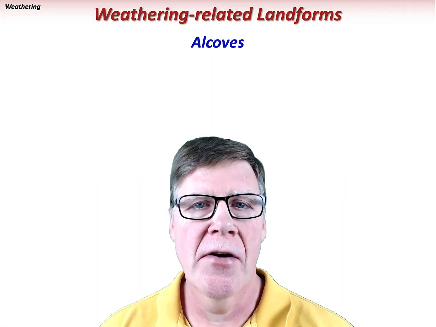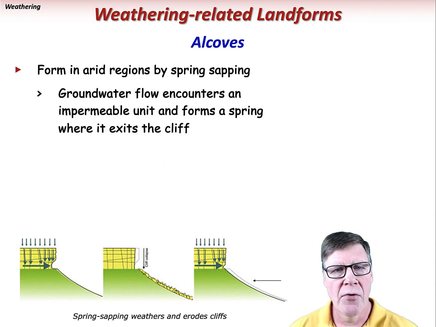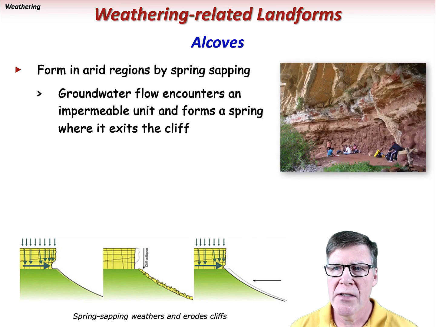Alcoves are recessed areas of cliffs that can form in arid regions by the process of spring sapping. This is where groundwater that flows down through the rock encounters an impermeable unit and is forced to move horizontally. A spring is formed where the groundwater exits the cliff, usually near the boundary between rock units. Further groundwater flow is then concentrated into this area.